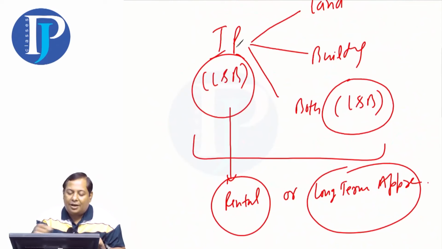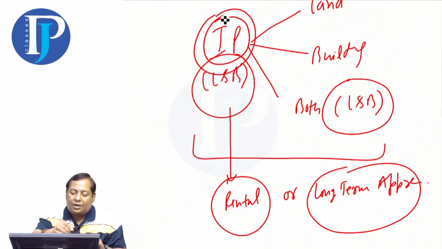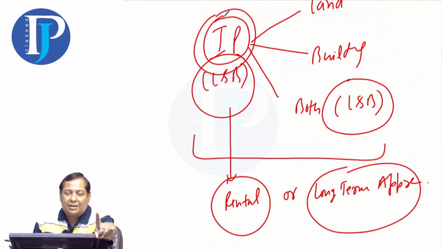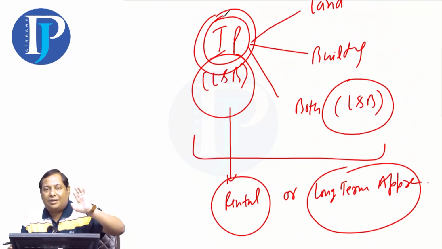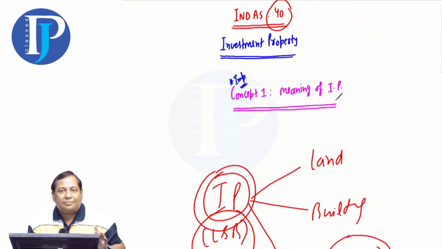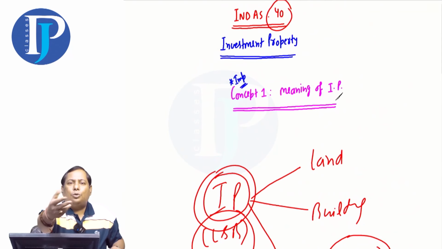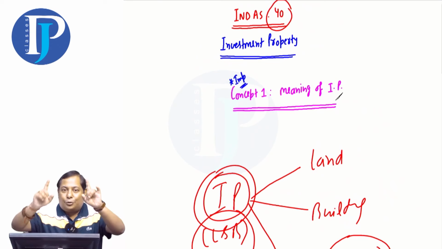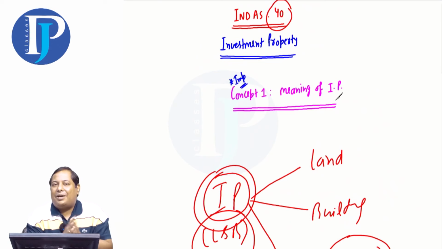I have started with Ind AS 40. So, the land and building whose primary objective is just to generate rent or long-term appreciation, I will explain regarding this in the class itself. I haven't started talking about Ind AS yet. I just gave an introduction. Now you must be thinking what all we will learn in this.